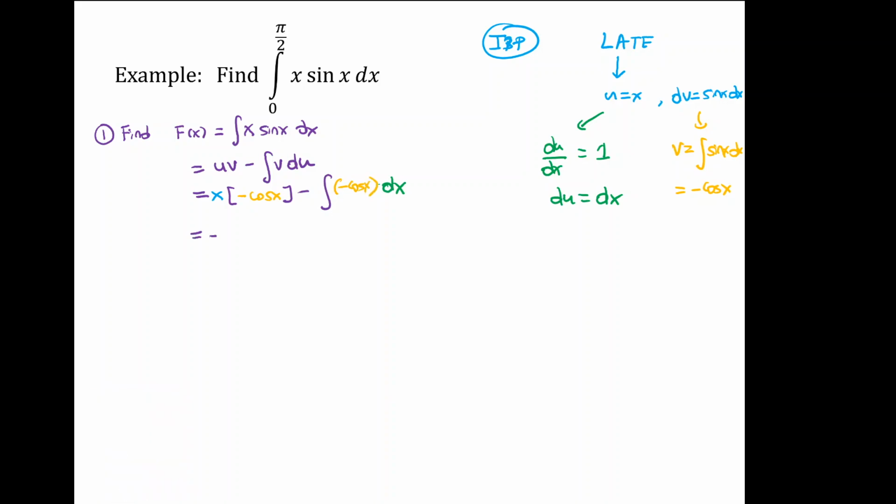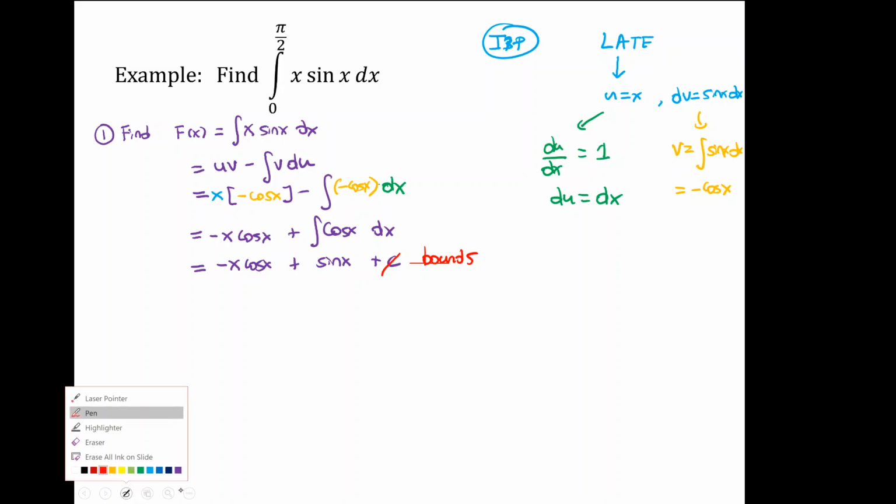Things clean up. We get negative x cos x plus the integral of cos of x dx. So negative x cos of x plus sine of x plus c. Since the derivative of sine is cos, the antiderivative of cos is sine. Okay, that's our answer. We can hide the plus c, because with bounds the plus c will just cancel if we include it. Might as well get rid of it.